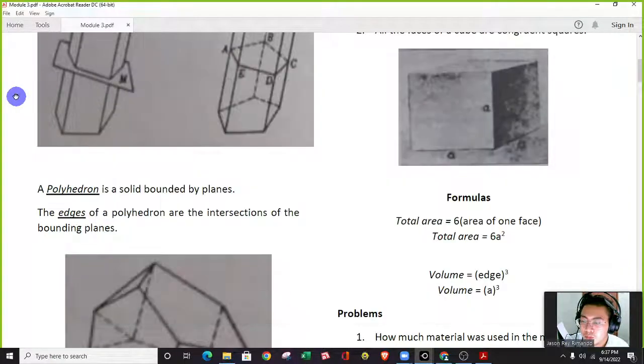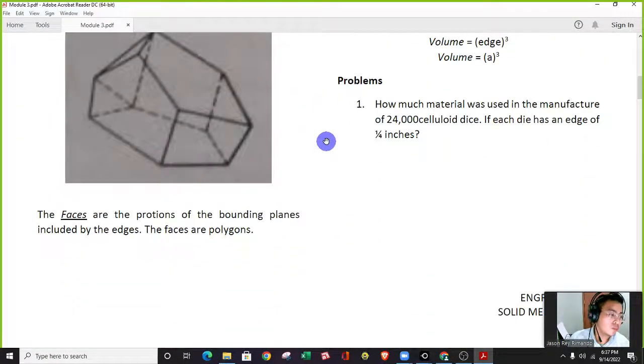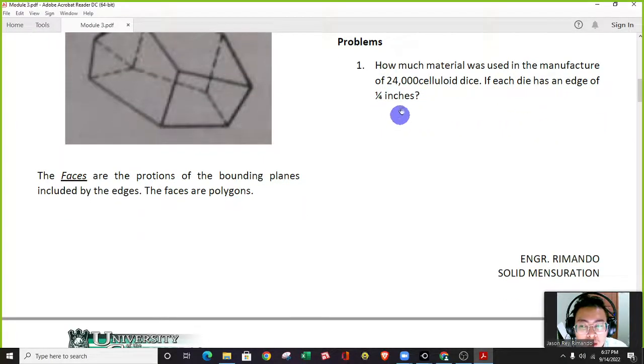Let's proceed with your problem example. How much material was used in the manufacture of 24,000 celluloid dies if each die has an edge of 1/4 inch squared? So, paano yan? What is a celluloid dies?